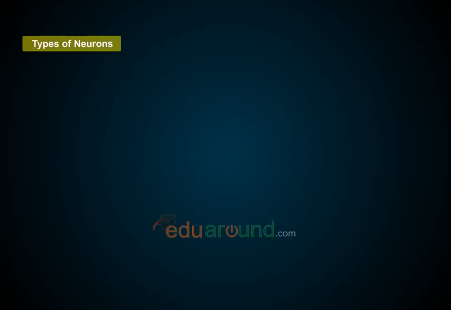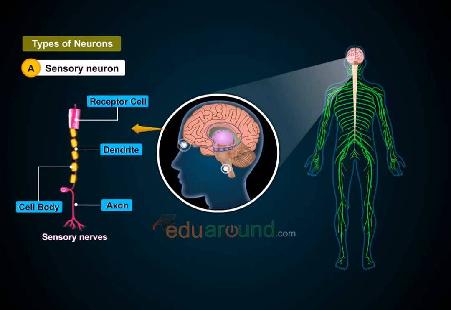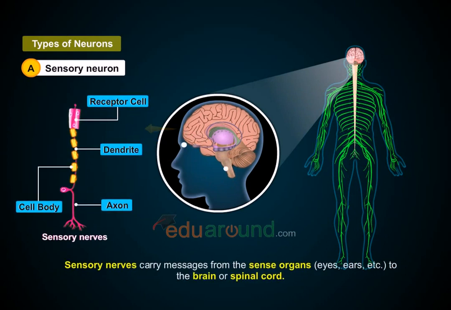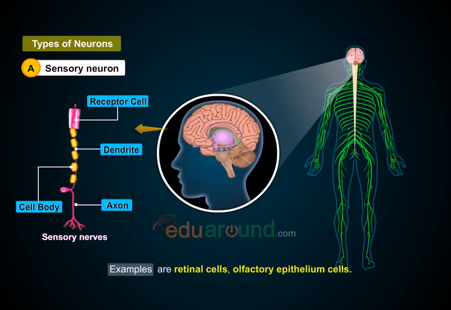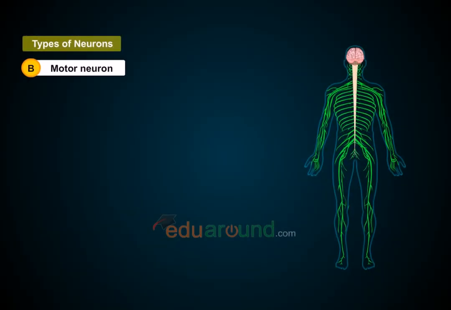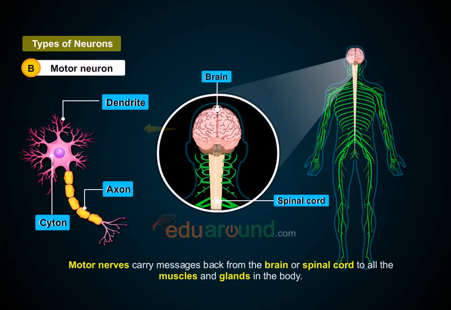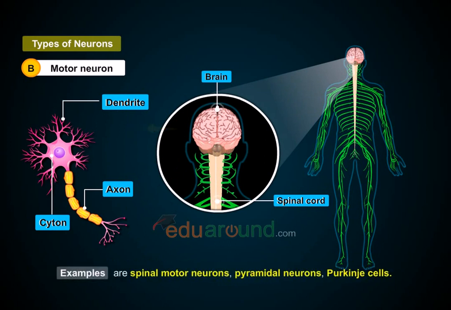Types of neurons. Sensory neuron. Sensory nerves carry messages from the sense organs, that is eyes, ears, etc., to the brain or spinal cord. Examples are retinal cells, olfactory epithelium cells, etc. Motor nerve. Motor nerves carry messages back from the brain or spinal cord to all the muscles and glands in the body. Examples are spinal motor neurons, pyramidal neurons, Purkinje cells.